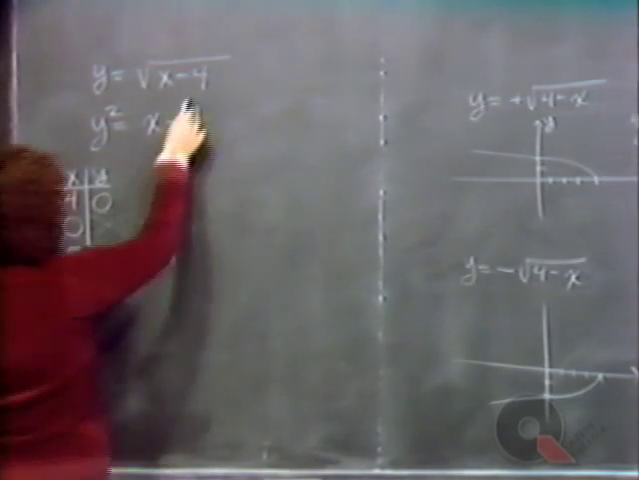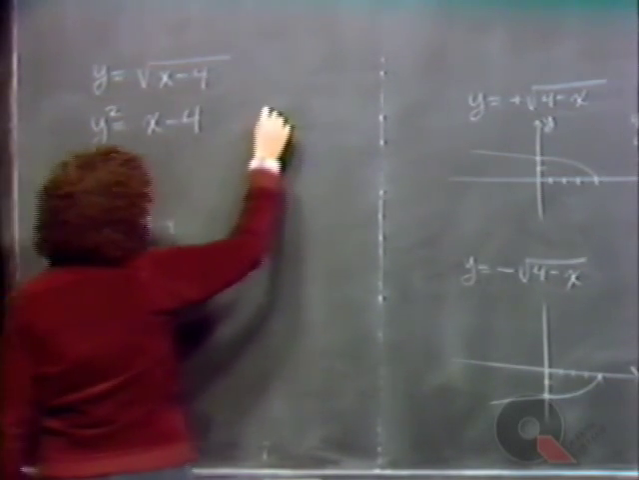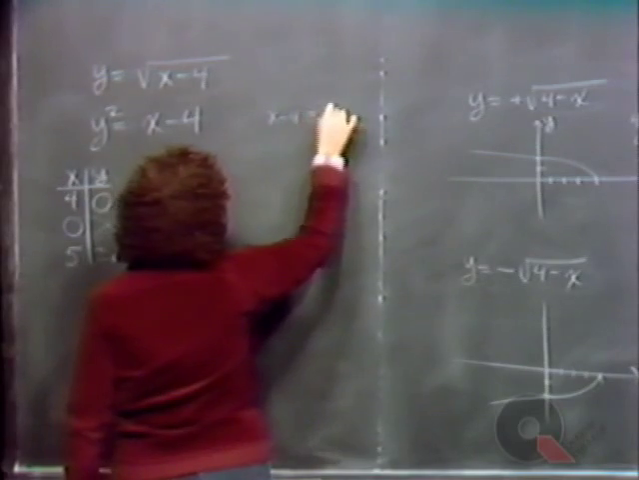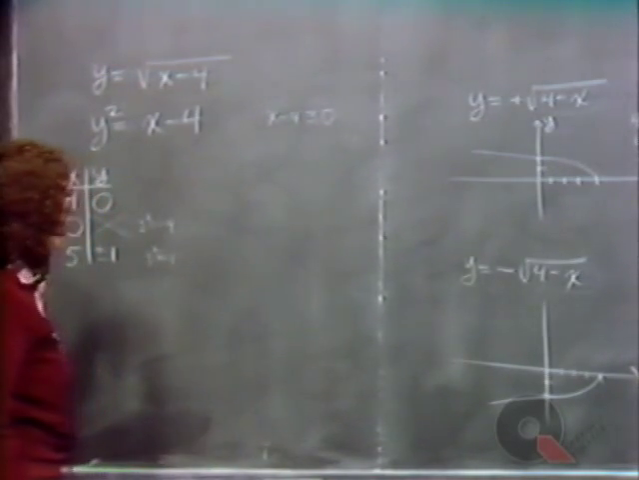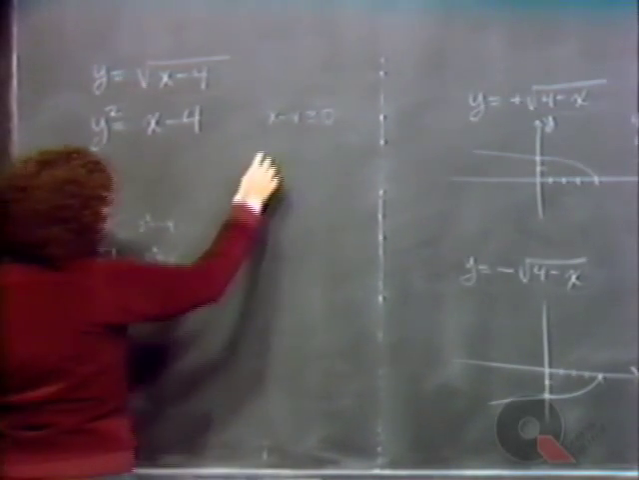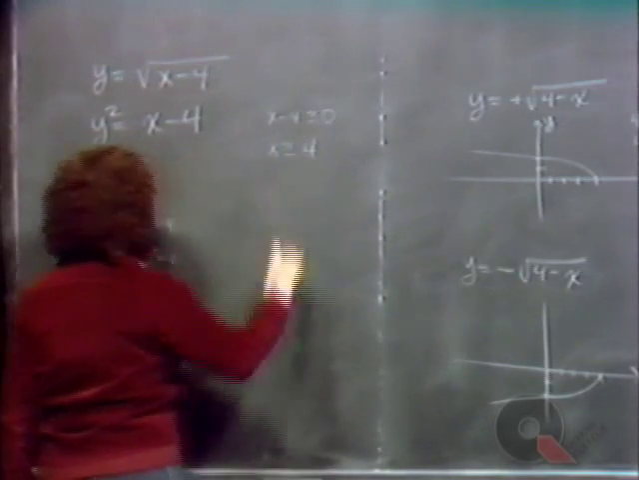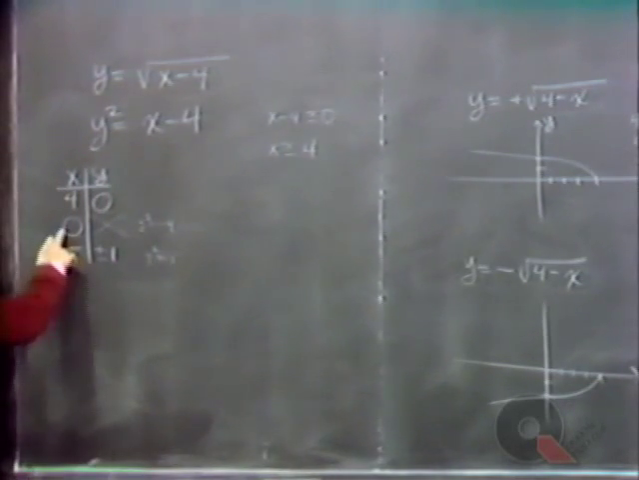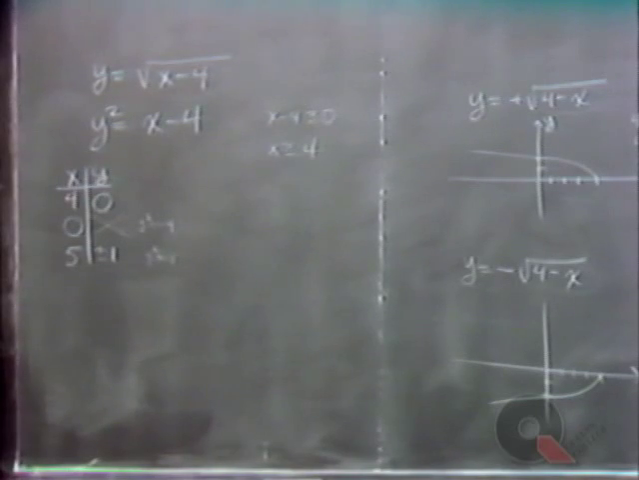We notice that the domain of this function is restricted. x minus 4 has to be greater than or equal to 0, or you can't substitute the x value in. That is, x has to be greater than or equal to 4. That would have told us that we could not let x be 0.